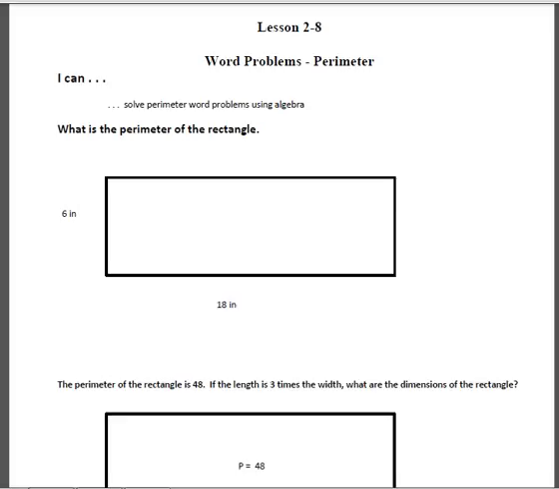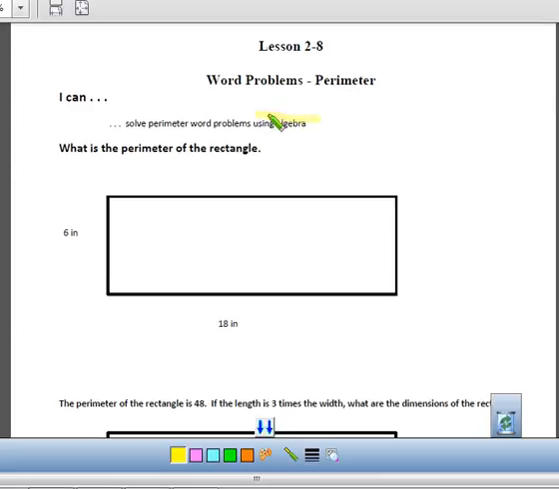Hello, welcome to the help video, or notes video, excuse me, for lesson 2.8. This is a lesson about word problems that involve perimeter. So our target for this lesson is: I can solve perimeter word problems using algebra.